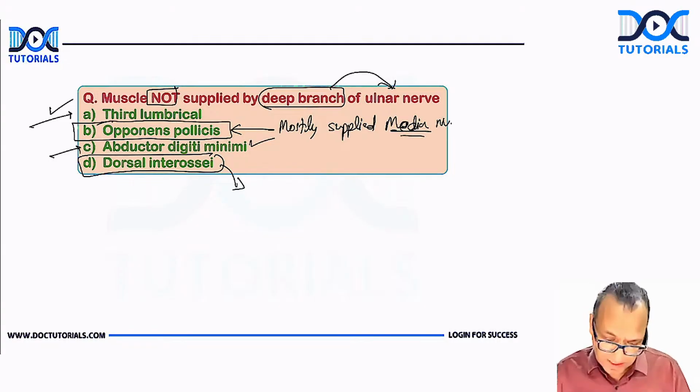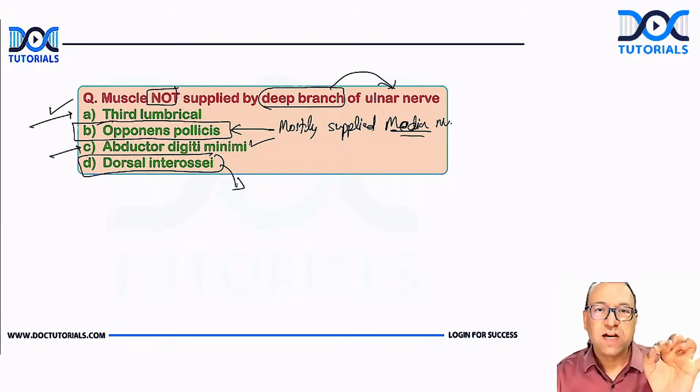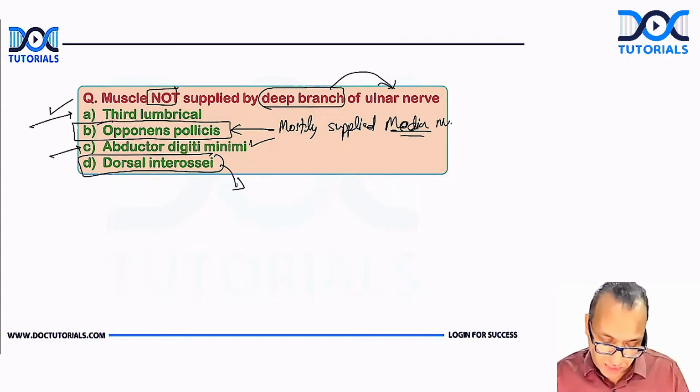That is the point. So dorsal interossei, all interossei, 4 palmar and 4 dorsal interossei, all the 8 interossei are supplied by the ulnar nerve only because it is a deep branch. These muscles are very deep. Deep muscles, deep branch, all interossei supplied by the ulnar nerve.